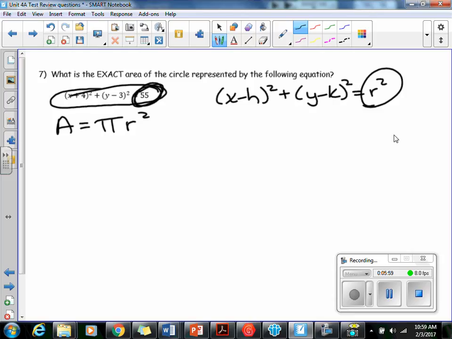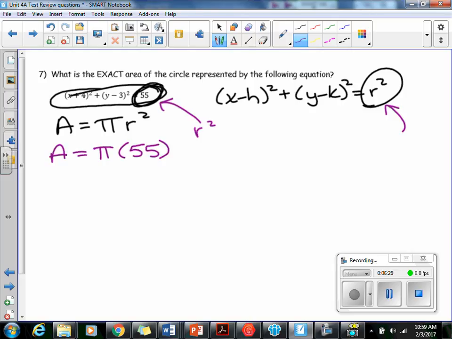Yes. Okay, let me go through that one more time for some of you who look confused. This number, the 55, is your r squared. You know that because that's what it tells you over here. R squared always goes after the equal sign. So if our r squared has already been given to us as 55, you can plug that in over here. So that area equals pi times, we know r squared is 55.